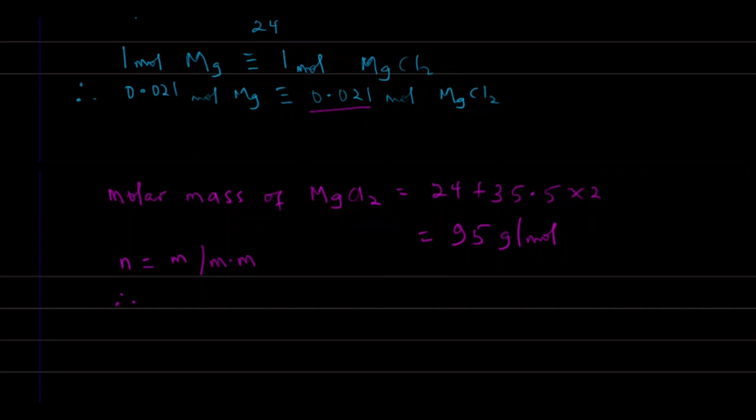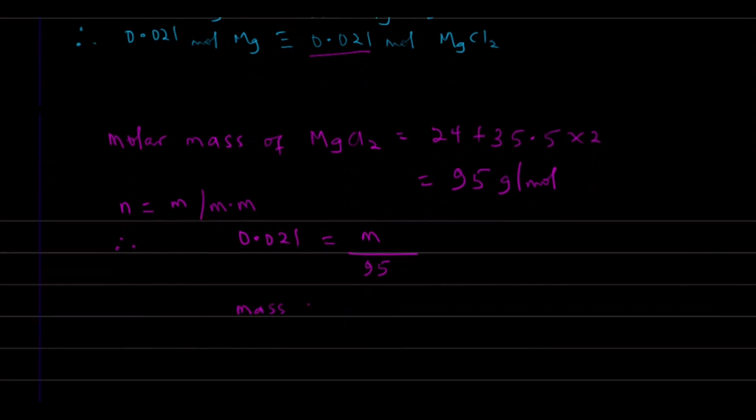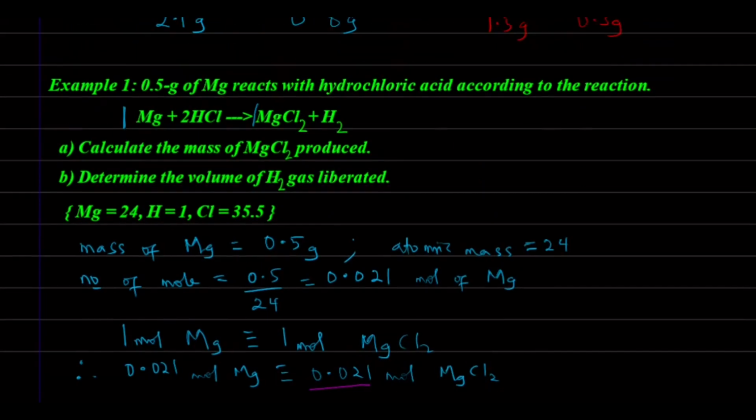Therefore, the mole of magnesium chloride, 0.021, is equal to the mass, which is what we are asked to solve for, over the molar mass, which is 95. So from here, if we cross multiply, the mass of MgCl2, which is magnesium chloride, is going to be equal to 0.021 times 95, which is 1.995 gram. So you see that 0.5 gram of magnesium produced 1.995 gram of magnesium chloride. That is the A part of the question.